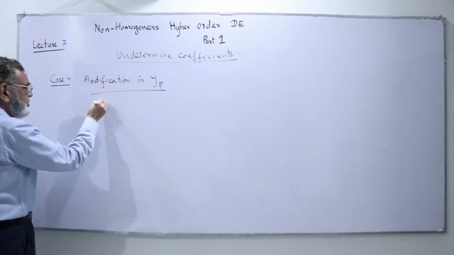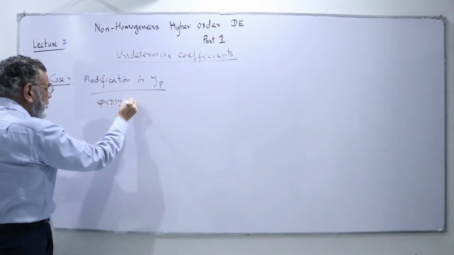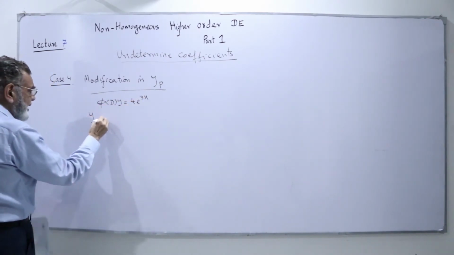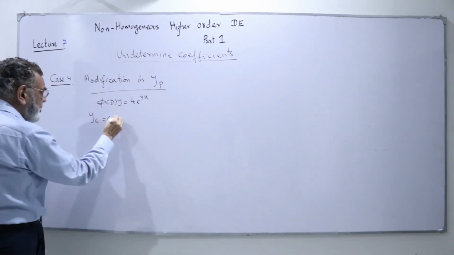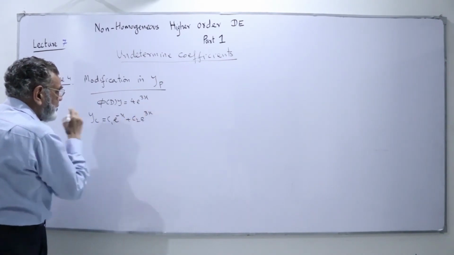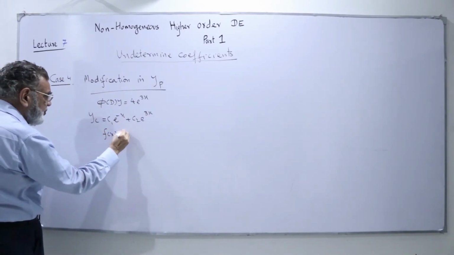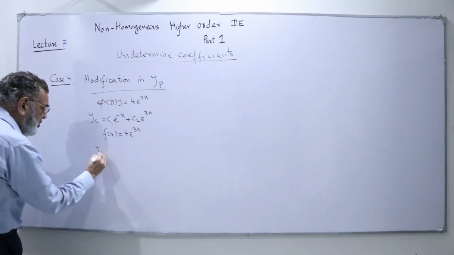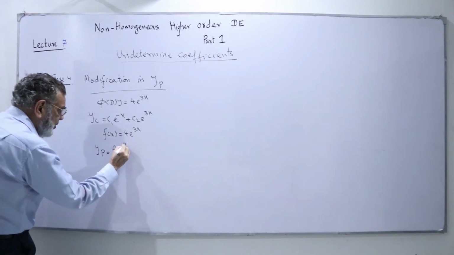We're given a differential equation φ(D)y equal to 4 e to power 3x. We first find yc, and yc comes to be equal to c1 e to power minus x plus c2 e to power 3x. Now when I want to find my yp, I have f(x) given to me, that is equal to 4 e to power 3x. So my yp, as I discussed before, instead of the constant, we get a e to power 3x.